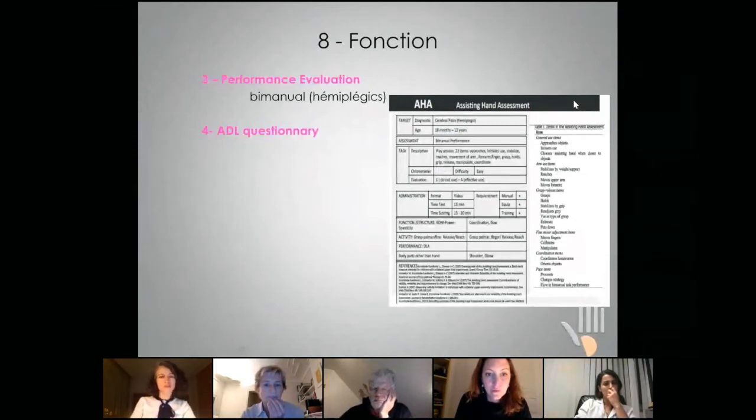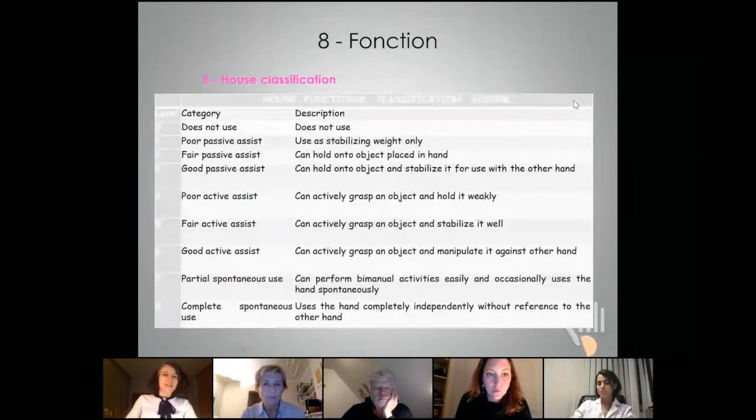And we can also use some daily life questionnaires. And then finally, we also use the House classification, which is a very useful classification because it gives a quick idea of what the patient is able to do.